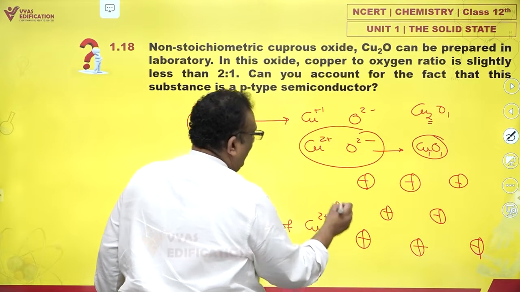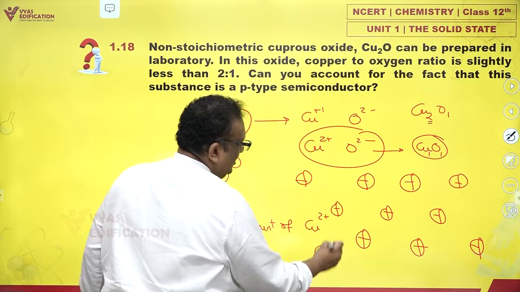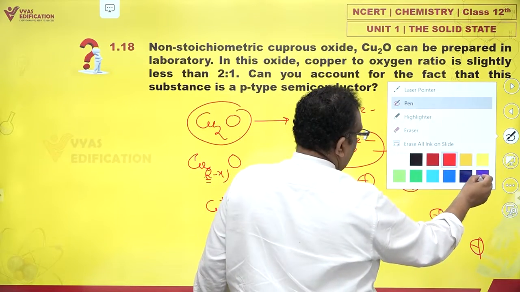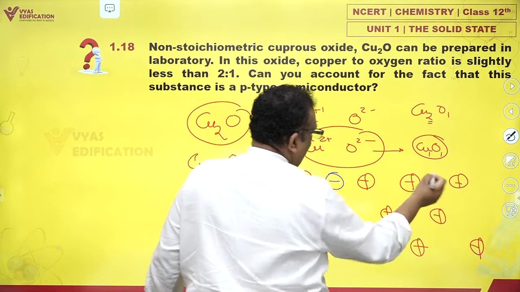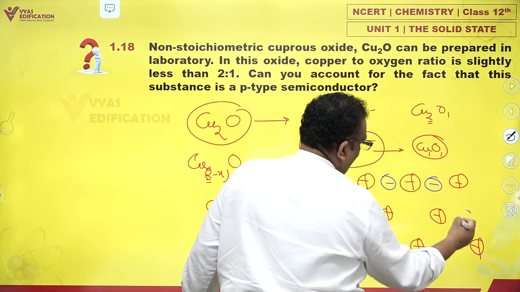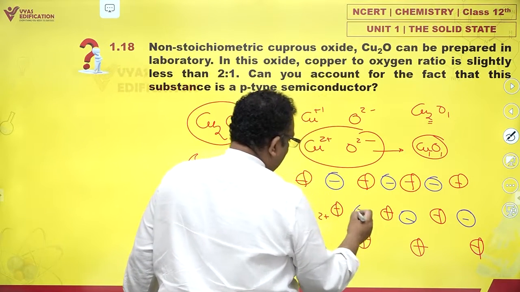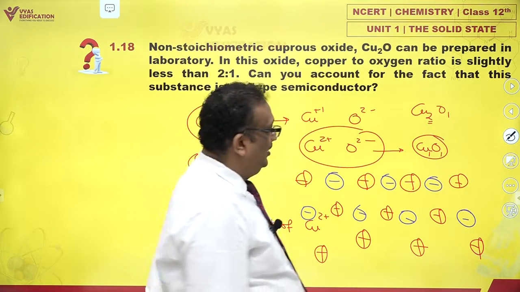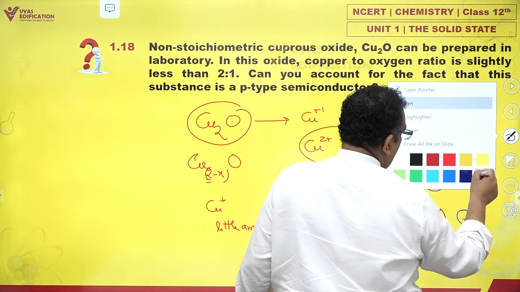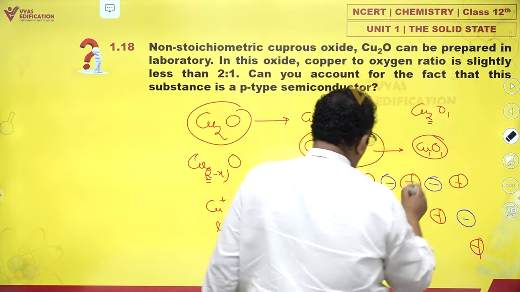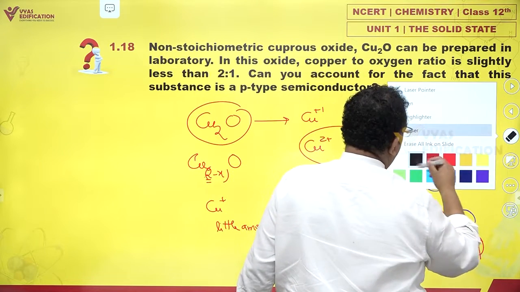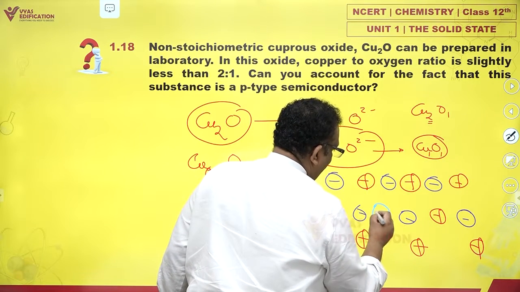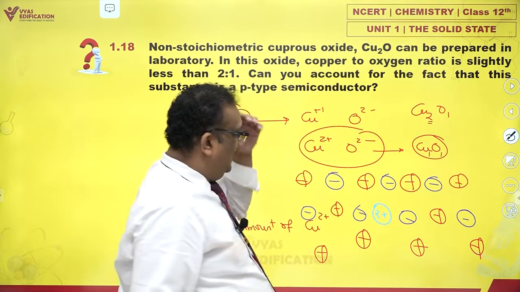I'm just telling you, just imagine the crystal lattice of Cu2O. I have copper, I have oxide, I have copper, I have oxide, I have copper, and so on. Fine. And suddenly, I discover that instead of +1, there is an anomaly, I mean. I have +2 here.